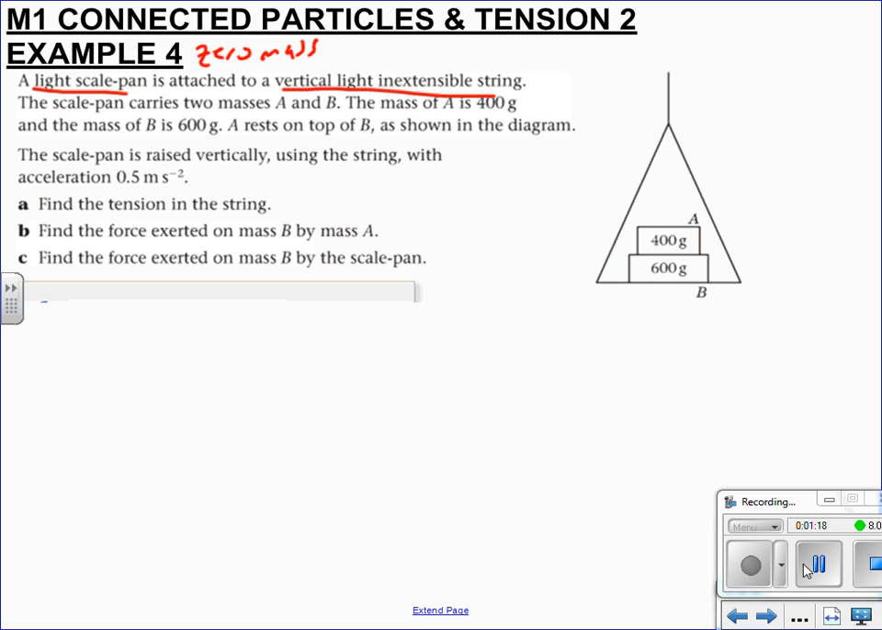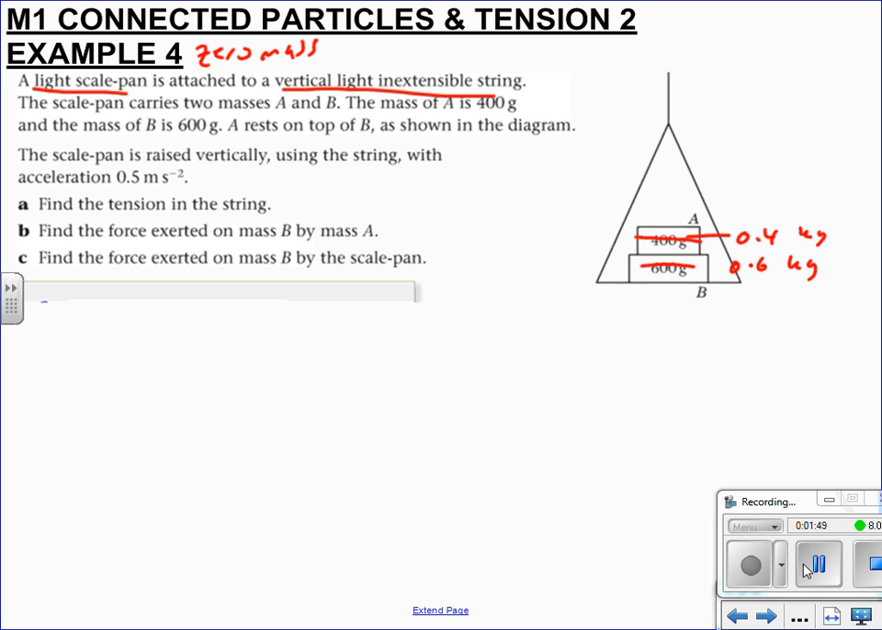The scale pan carries two masses, A and B. The mass A is 400 grams, but we know we don't work in grams, so we'll cross that out straight away. That's 0.4 kilos, and B is 0.6 kilos. A rests on top of B as shown in the diagram. The scale pan is raised vertically using the string with acceleration 0.5 meters per second squared. Normally I'd say just race off, but I don't want you to do that. I want you to follow this video because we haven't done things like this before.